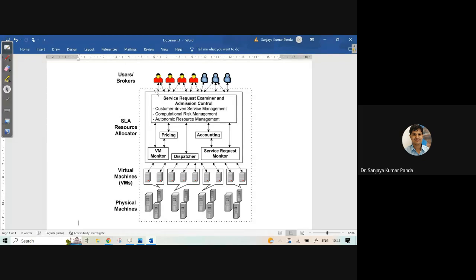Then the second layer you can see is called SLA, resource allocator. And what is SLA here? Can anybody tell what SLA is?